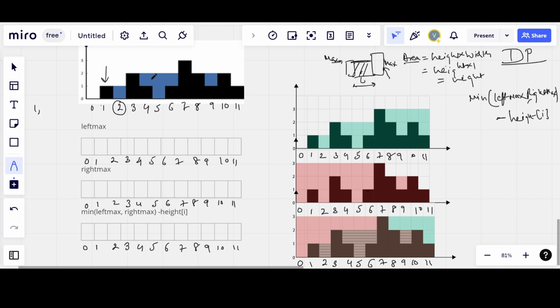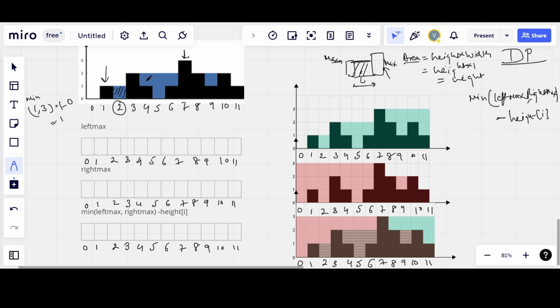And what is the right max that is available on the right side of 2, including the current index? So the current index, index 2, the height of that bar is 0, and on the right side, the maximum height of the bar is 3, at index 7. So we will take the minimum of 1 comma 3, that will be 1, and we will subtract the height of the bar at the current index. The current index height is 0, so we'll subtract 0 and that will be 1. So 1 unit of water will be stored at index 2.